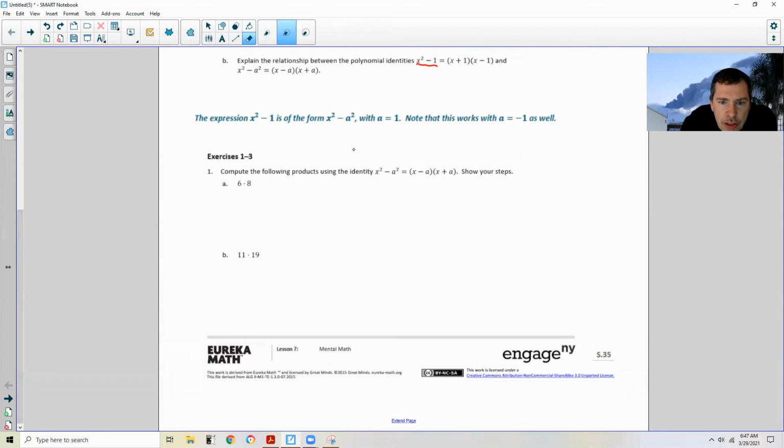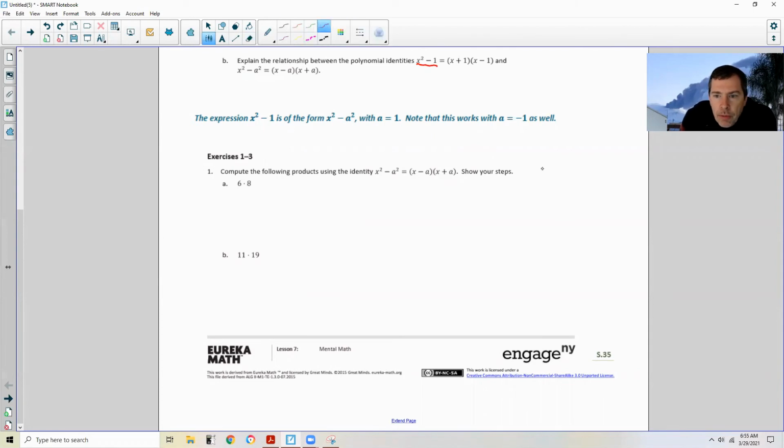Okay, exercises 1 through 3. Compute the following products using the identity x squared minus a squared equals x minus a times x plus a, and show your steps. And here is number 1: 6 times 8. To do this exercise, there was a behind-the-scenes thing that a teacher would do in the classroom to explain how to do this. The first thing I would do is say, well, what is this doing?